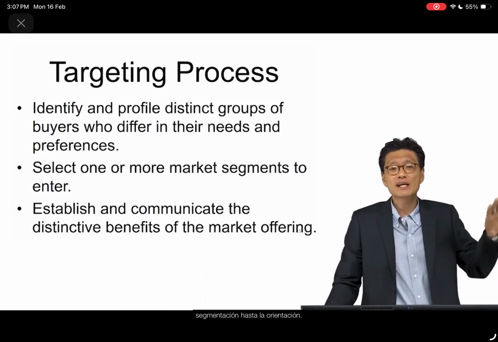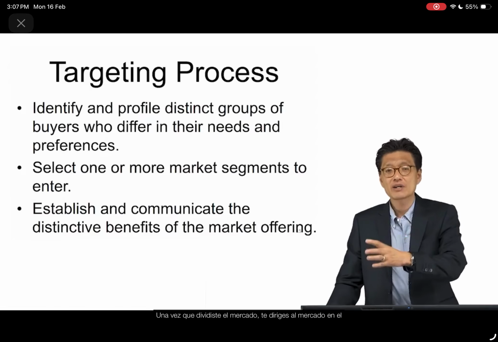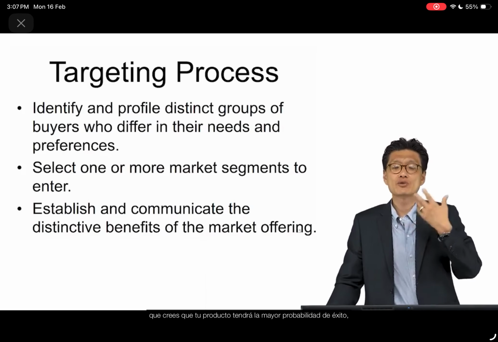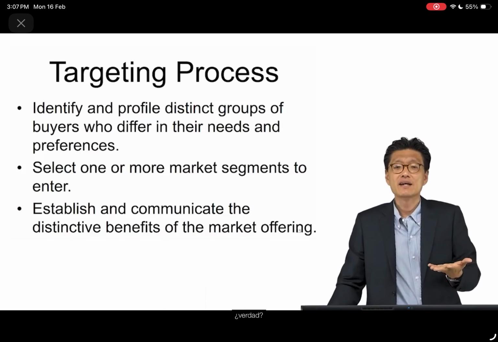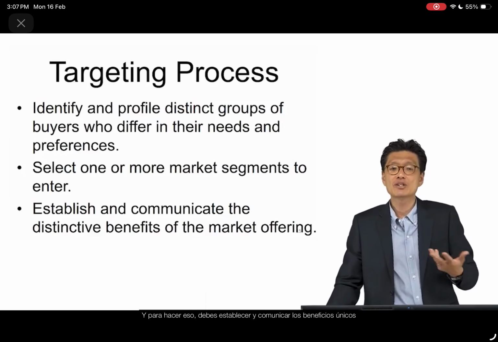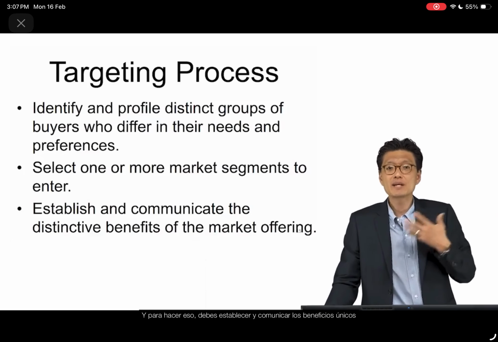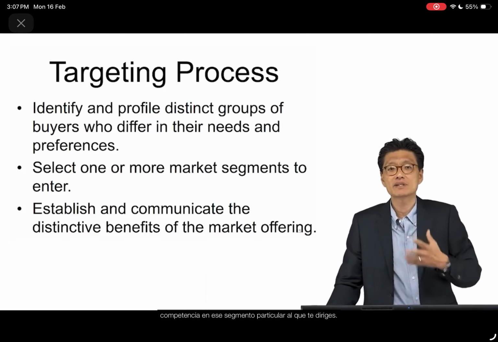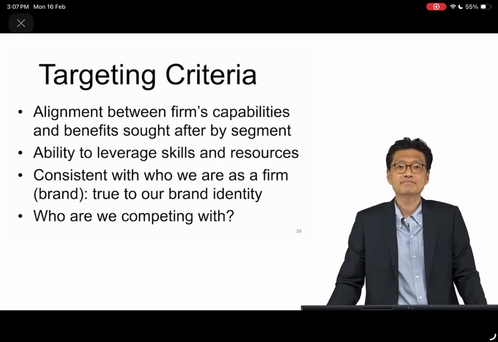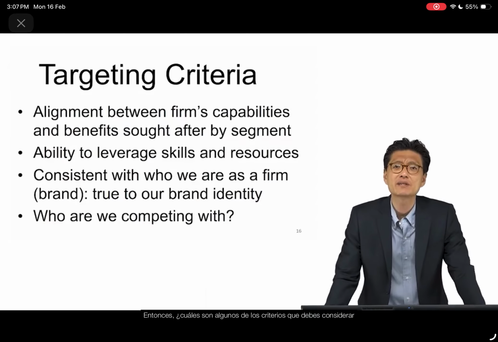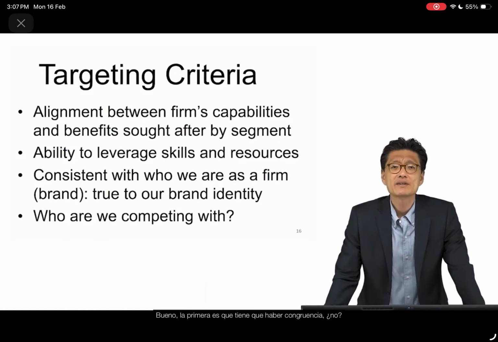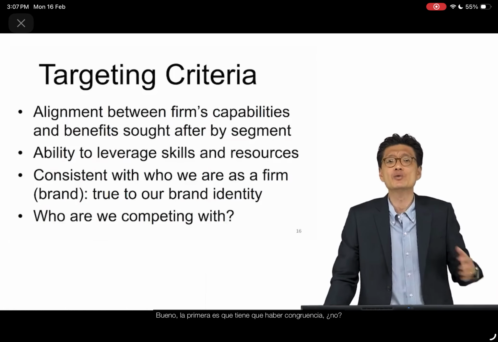Once you've divided the market, then you target the market where you believe your product will have the greatest chance of success, right? And in order to do that, you have to establish and communicate the unique benefits that your market offering can provide compared to the competition in that particular segment that you're targeting. So what are some of the criteria that one has to consider when you engage in targeting? Well, the first one is there has to be congruency, right?